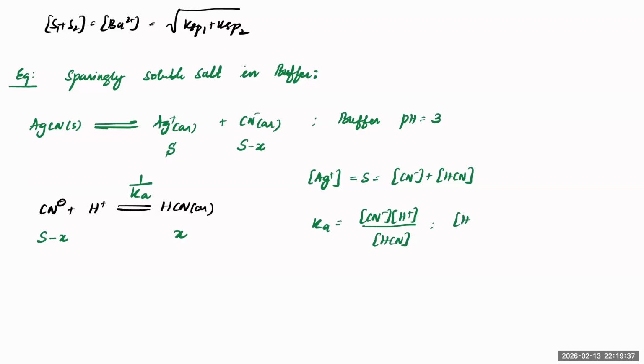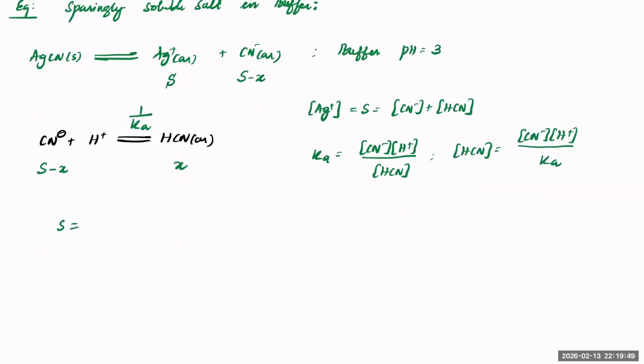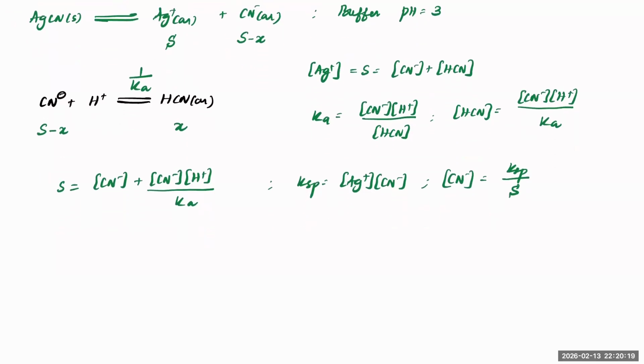So from here I can figure out the HCN concentration, which is equal to CN- into H+ upon Ka. Substitute this back into the equation. So I'll get solubility S equal to CN- plus HCN. HCN can again be written as CN- into H+ concentration divided by Ka value. And you know that Ksp at any point of time will be equal to Ag+ concentration into CN- concentration. So from here I can write the CN- concentration, which is equal to Ksp upon solubility, because the Ag+ concentration is the solubility.